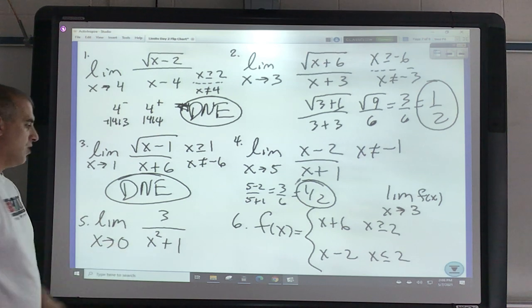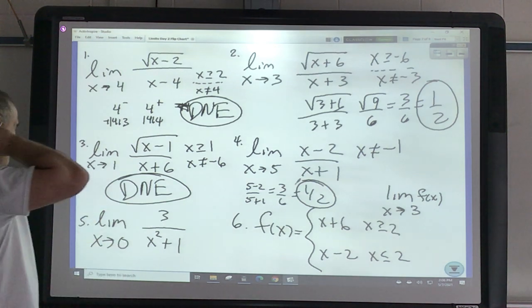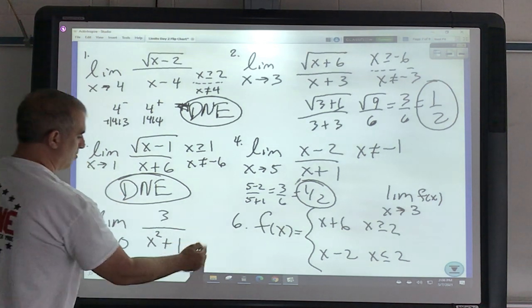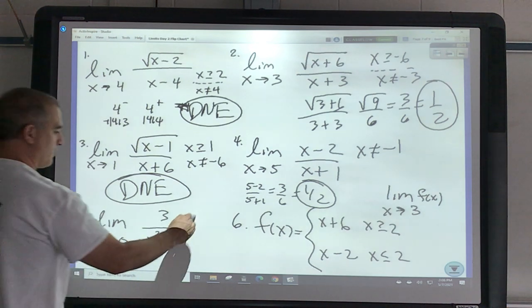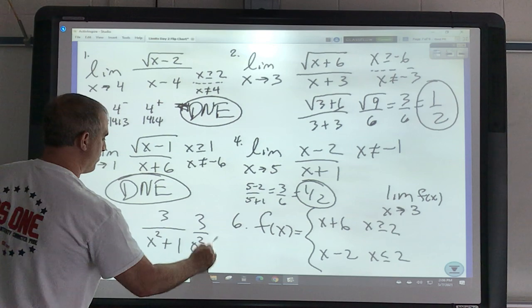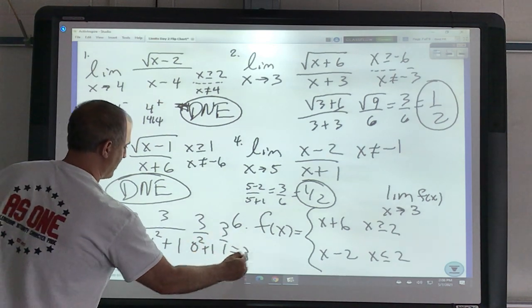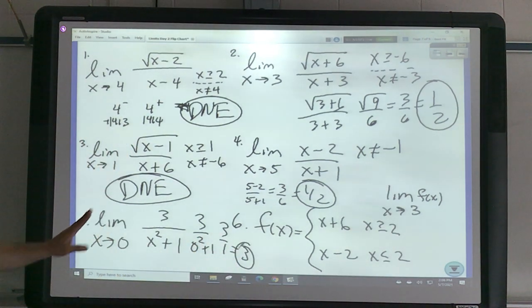Okay, look at this one. What could be a potential issue here? Okay, well, this could not equal 0 here, but the problem is there's nothing really that's going to be an issue. So I got 3 over 0 squared plus 1, so that's 3 over 1, which is 3. That's okay. The 0 is fine there.